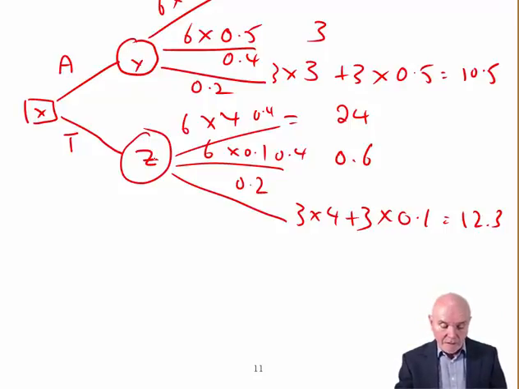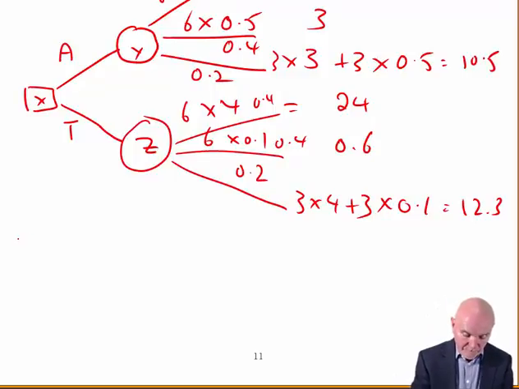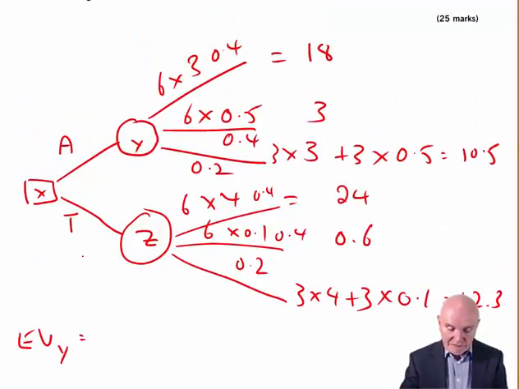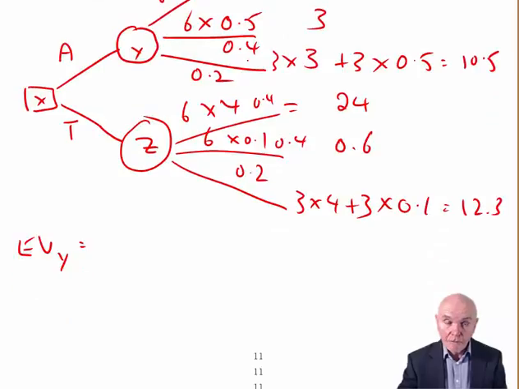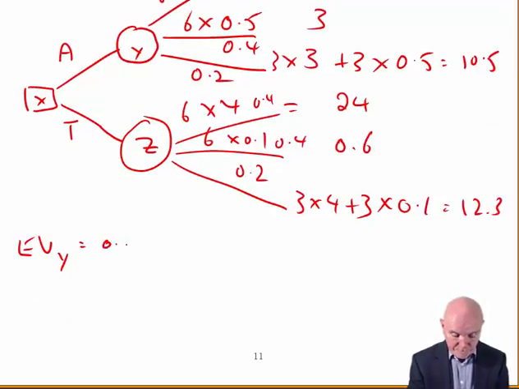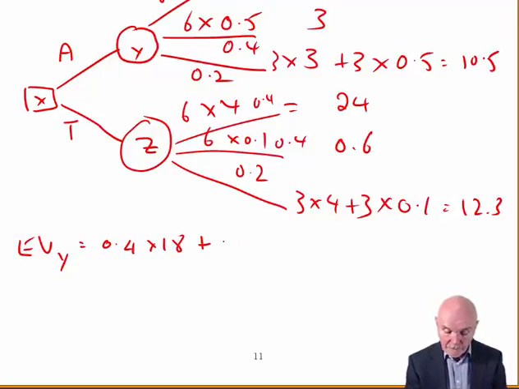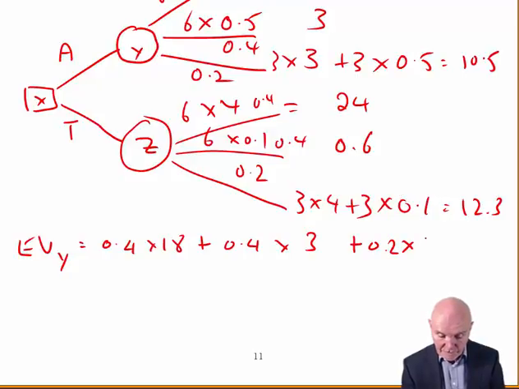Okay. So the expected value at point Y is going to be the sum of these here times the probabilities. So it's going to be 0.4 times 18, plus 0.4 times 3, and then a big one, 0.4 times this one there, and then plus 0.2 times 10.5.